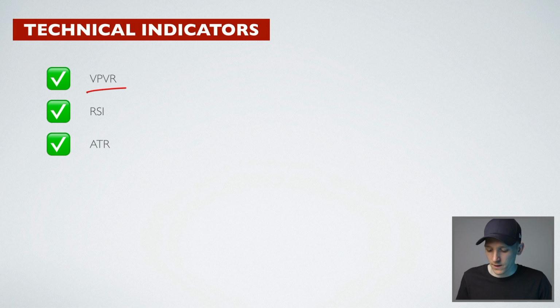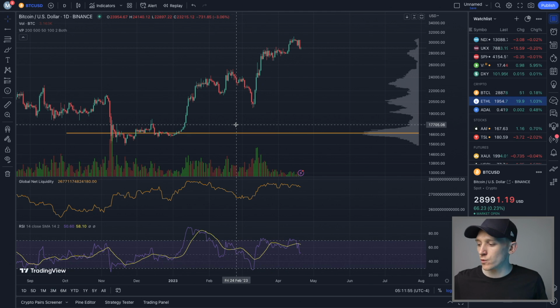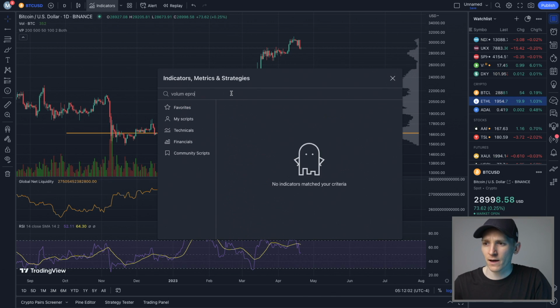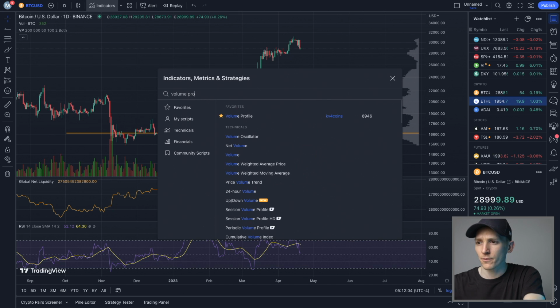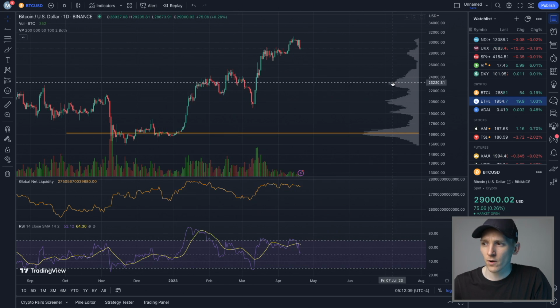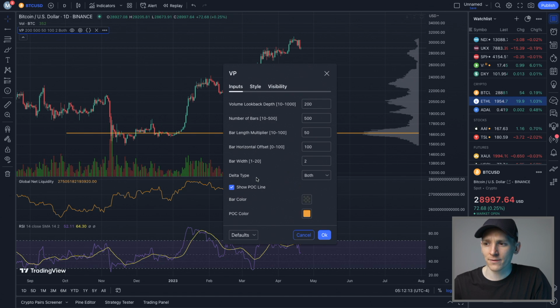This one is VPVR, volume profile visible range. This again is free on TradingView if you want to use it. So come to indicators here, then type in volume profile. You can see that right here. You want to click on this. You can see it's very popular. It's going to come up with this right here. Now what you want to do is go to settings, and then bar horizontal offset. You want to put that to 100. I think it defaults to 20 or 30. It's too close. You want to get it to 100 so it's out on the right. Change the colors as you want.